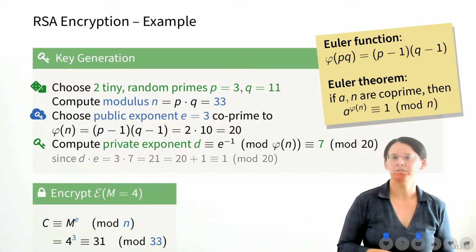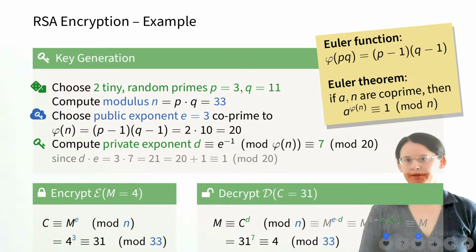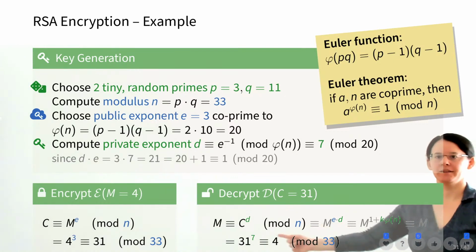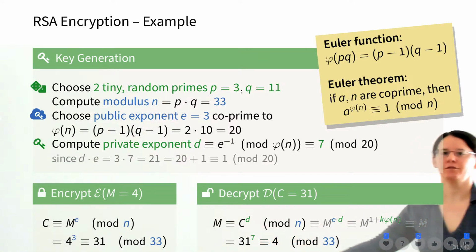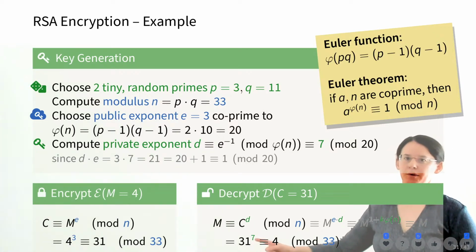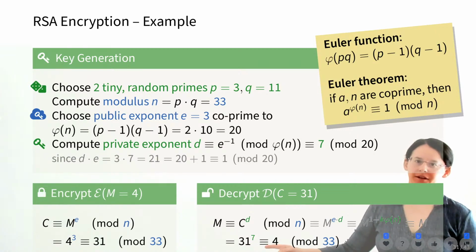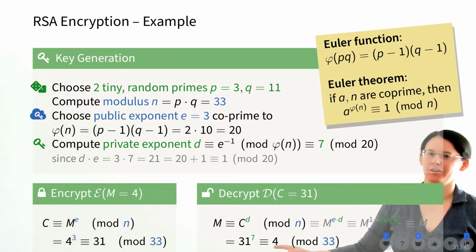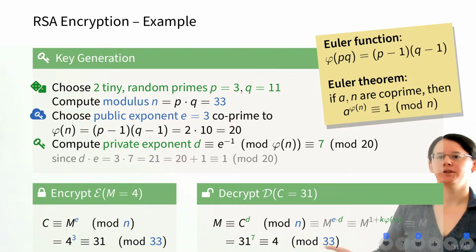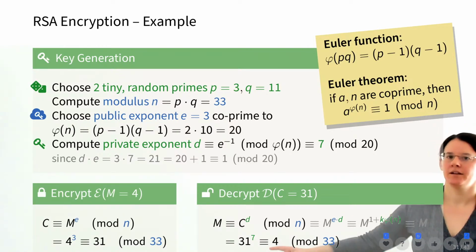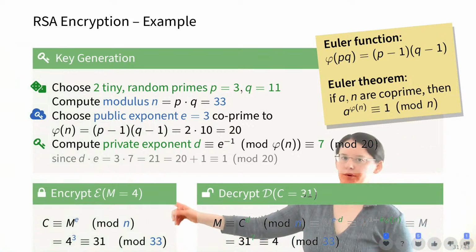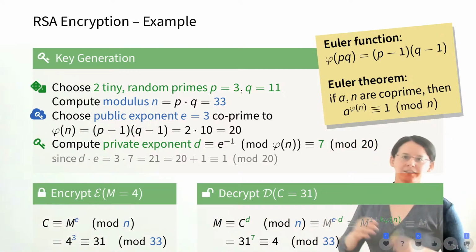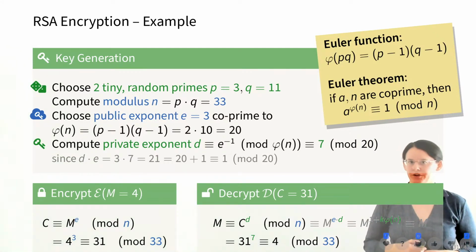Now let's look at the decryption and verify that it actually works. So we take the ciphertext and raise it to the private exponent. The ciphertext was 31, the private exponent was 7, and 31 to the power of 7 is a big number, which my calculator can evaluate and reduce modulo 33. The result is 4. And this is the same as the message we put in. That's great. So at least in our example, it actually worked.